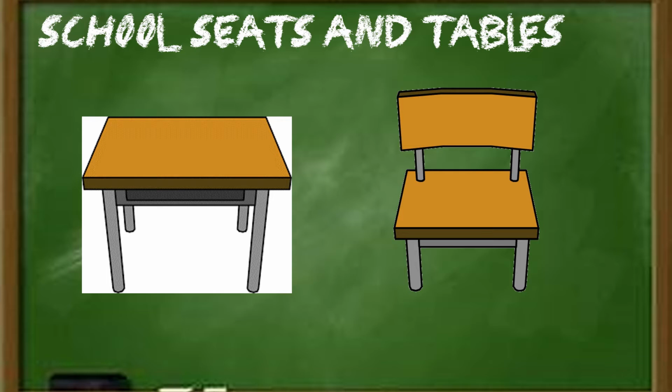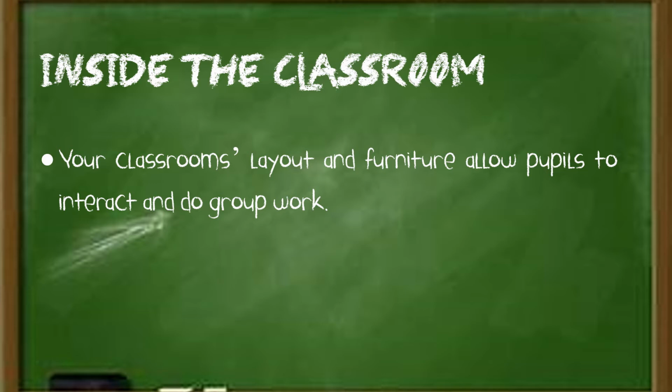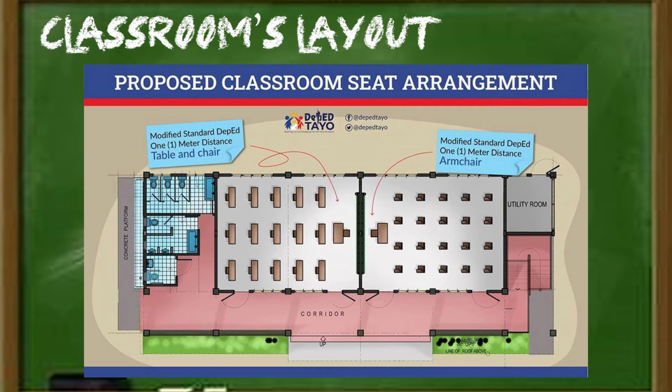The Bureau of Elementary Education has conducted an anthropometric study regarding the seats and desks that are being used by the department. Your classroom's layout and furniture allow pupils to interact and do group work. You can see on your screens a proposed classroom seat arrangement by the department. However, the manual states that the seating arrangement of the pupils or students shall be flexible depending upon the needs of activities of the class.